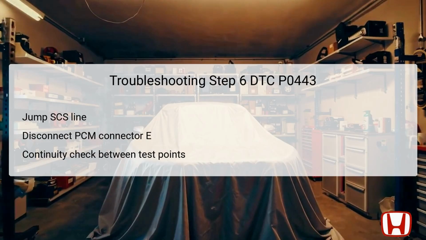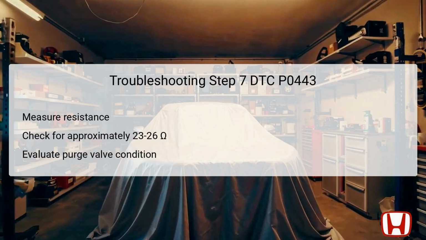Repair of this wiring fault would then be necessary, while understanding that proper continuity is essential for effective operation of the EVAP system. In the final step, attention focuses on assessing the internal resistance of the EVAP canister purge valve to determine its functionality. With the vehicle in off mode and the necessary connectors removed, the resistance between designated test points is measured. The ideal resistance value should be approximately 23 to 26 ohms at room temperature.